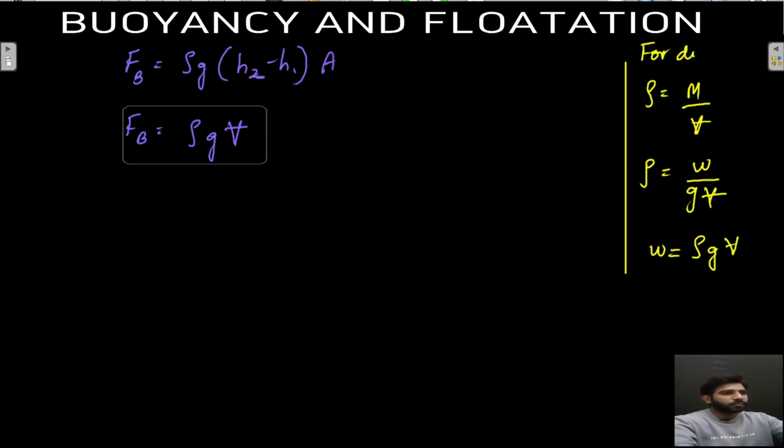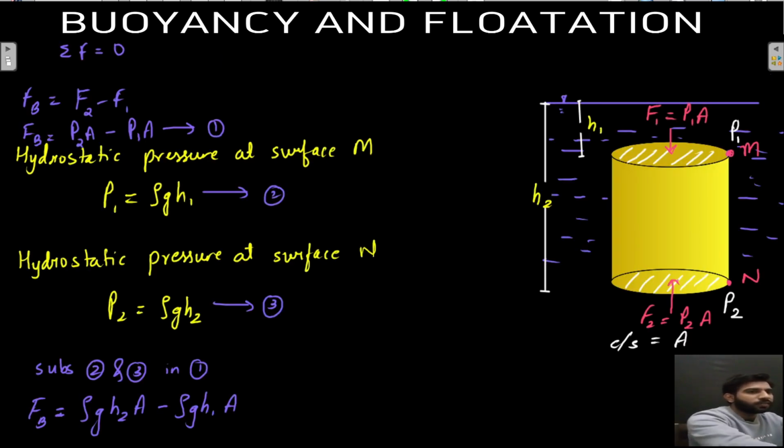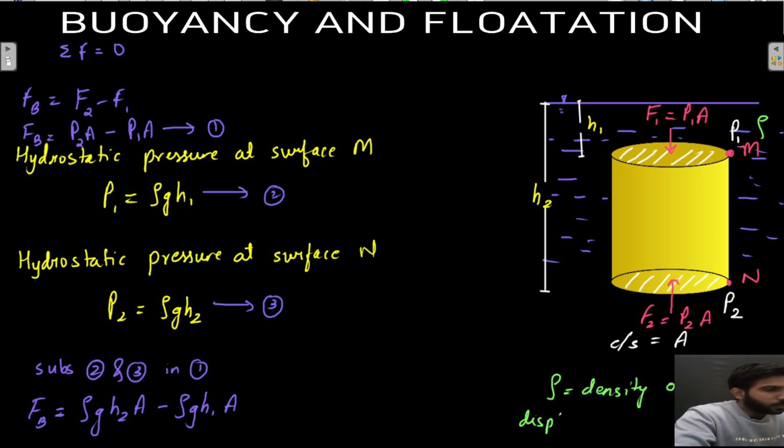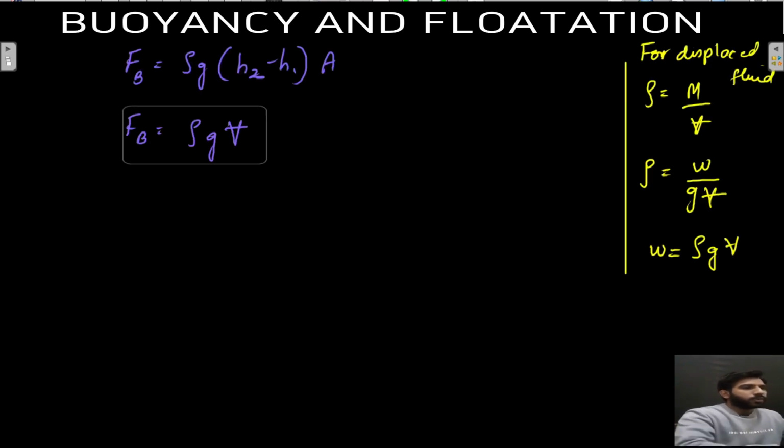Here we can write for displaced fluid, rho is nothing but the density of the displaced fluid. So rho is equal to density of displaced fluid. Okay, so I hope the concept of buoyancy and the magnitude of buoyancy, whatever we had calculated, is clear to you all.